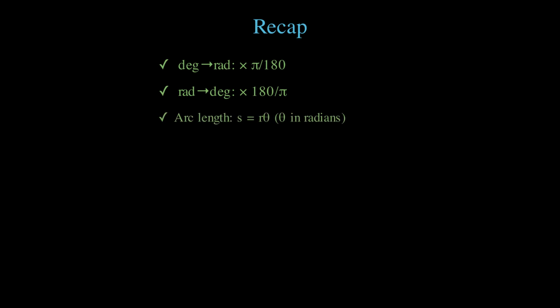Recap: π radians equals 180 degrees. Multiply degrees by π over 180 to get radians. Multiply radians by 180 over π to get degrees. For arc length, use S equals r theta with theta in radians. Memorize the key angles to save time.